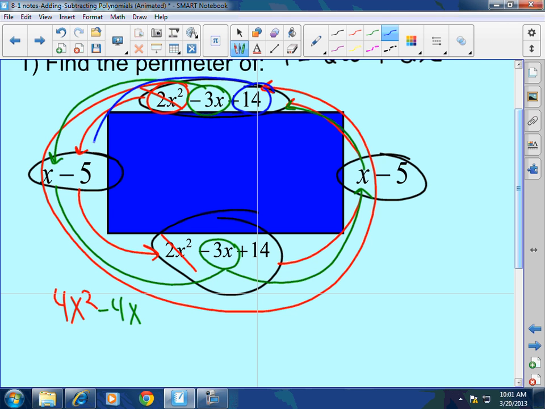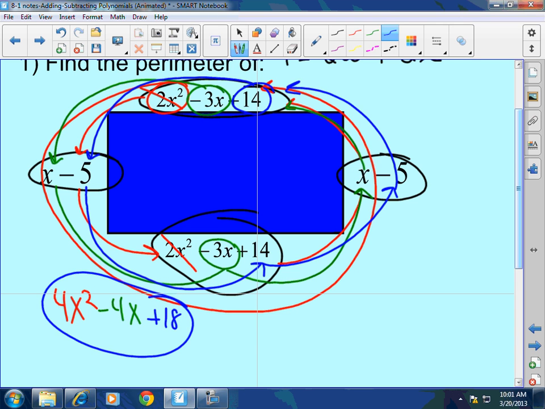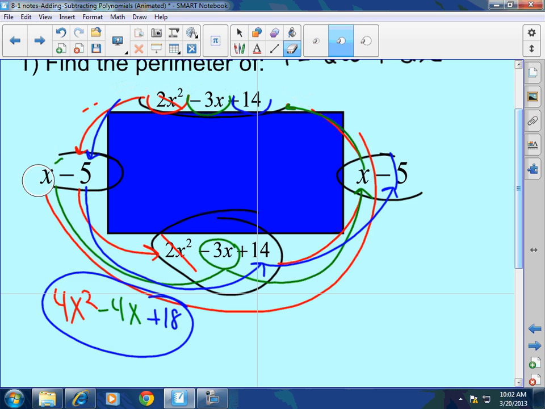14. What's 14 minus 5? 9. And what's 9 plus 14? 23 minus 5. 18, and we come back to the beginning. And guess what, guys? That's my perimeter. Does that make sense? Really, really easy. Well, there could be a lot of different ways to do it. I'm just trying to make it as easy as possible.